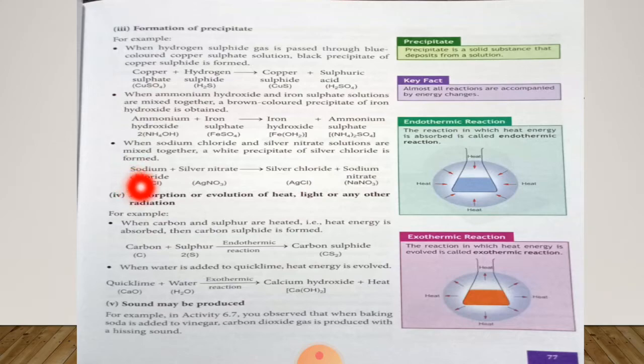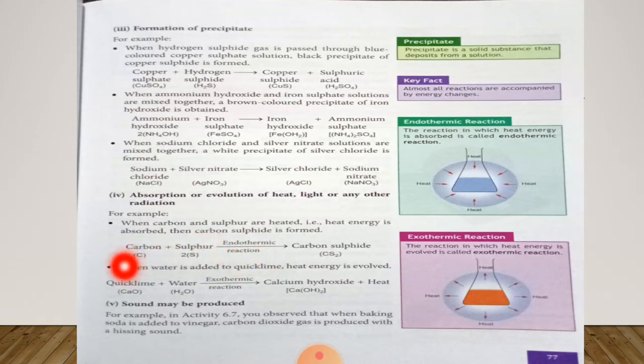Now, the absorption or evolution of heat, light or any other radiation. For example, when carbon and sulfur are heated, that is, heat energy is absorbed, then carbon sulfide is formed. Here you can see that carbon reacts with sulfur, and this reaction is an endothermic reaction, and they form carbon sulfide. So in this reaction, heat is absorbed.